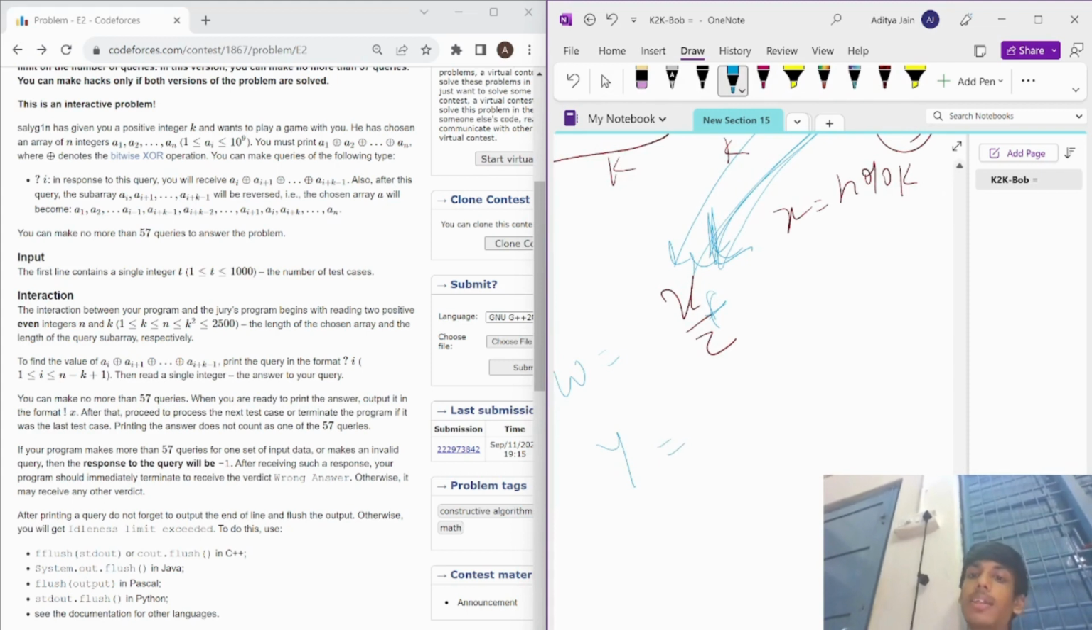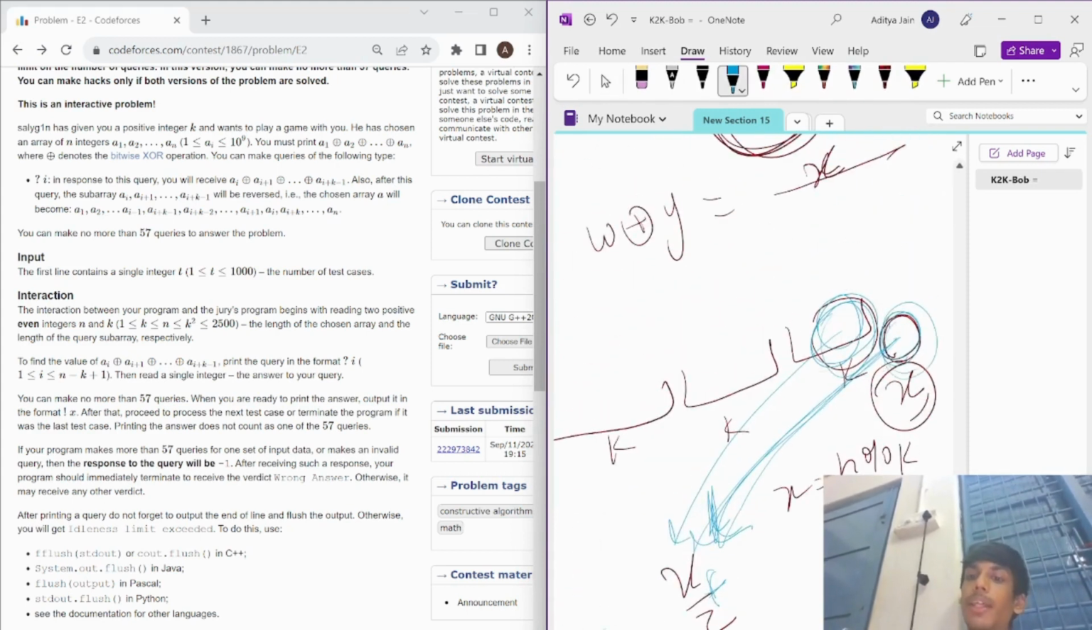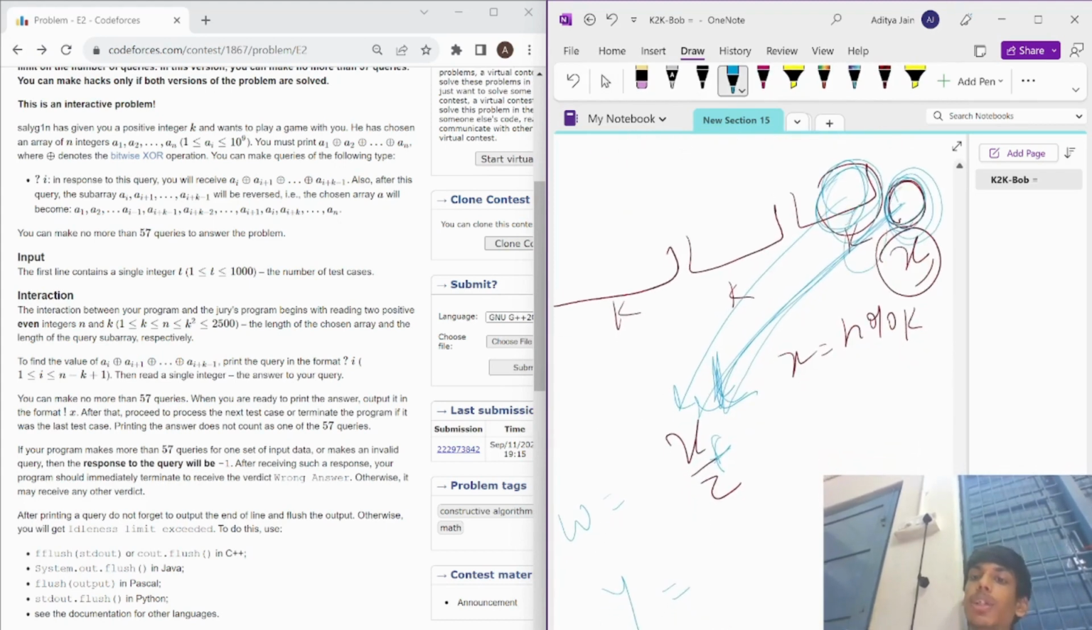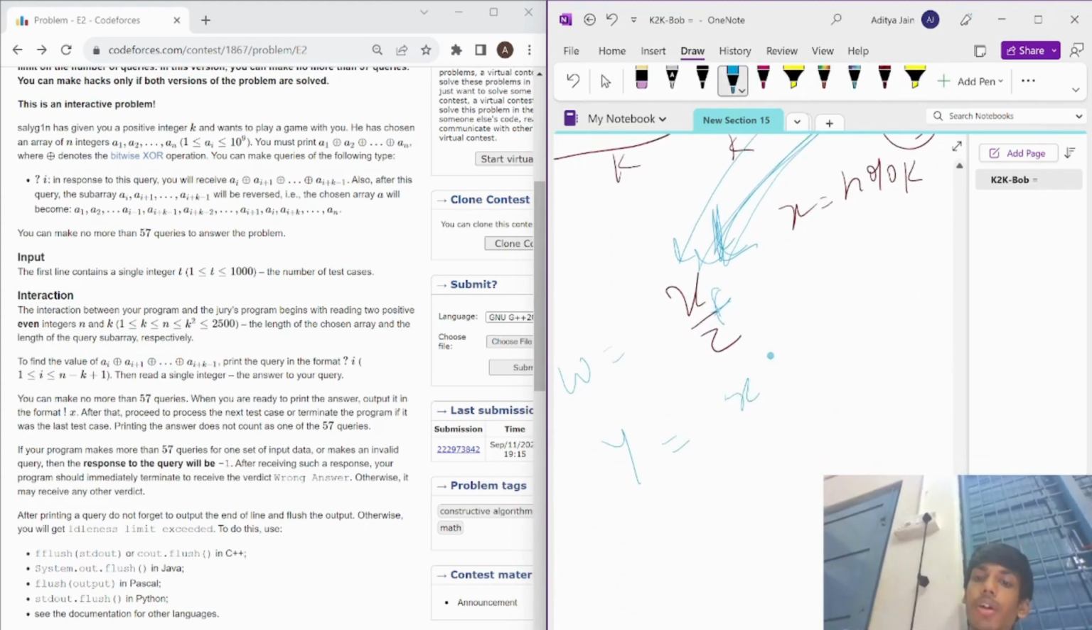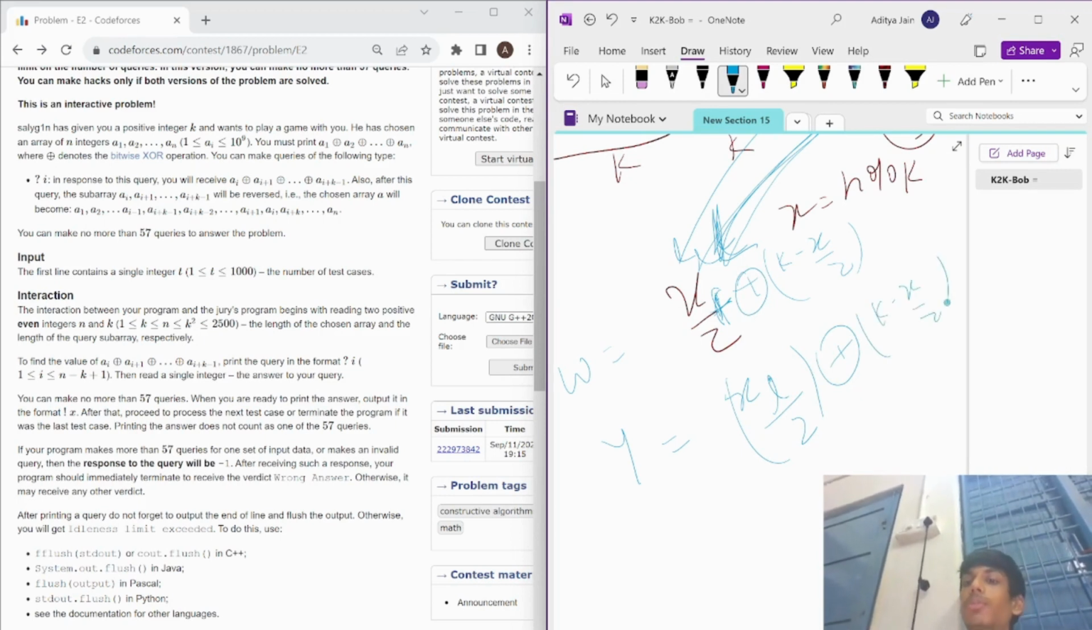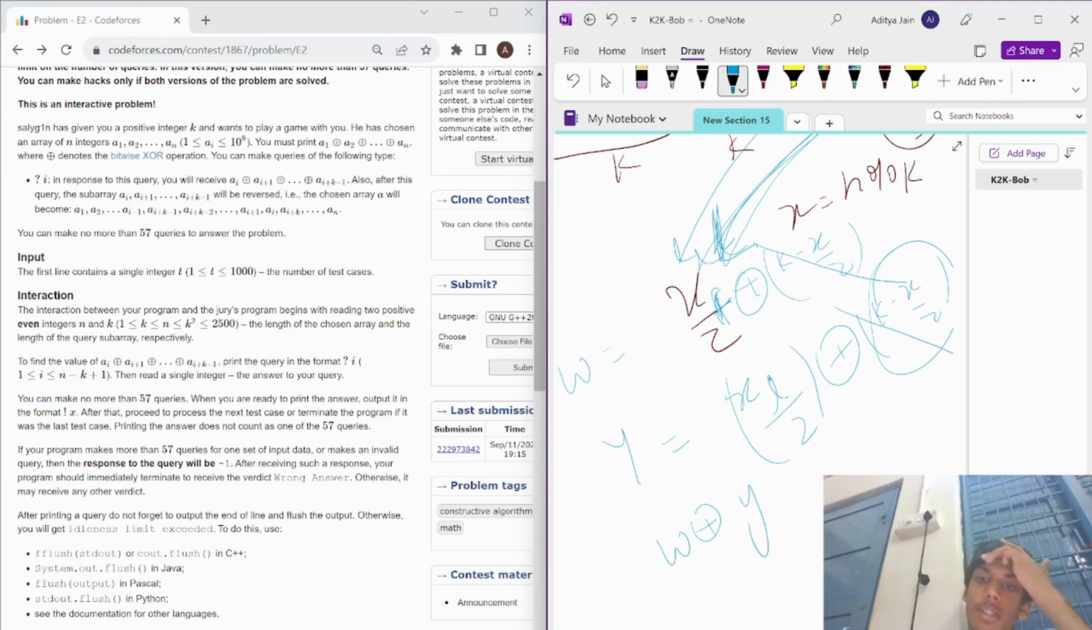Then I'll take the last x by 2 terms of the remaining x terms and k minus x by 2 terms of this last segment, and that will give me the XOR of the last x by 2 terms, XOR k minus x by 2 terms that we took from the segment. Now if you take w XOR y, these two are going to cancel out because they are repeated an even number of times. So I'll get the XOR of x, that is, the XOR of first x by 2 terms plus last x by 2 terms.